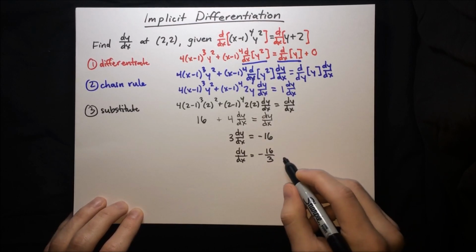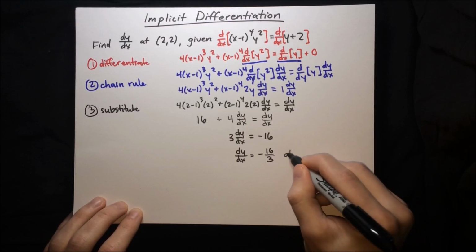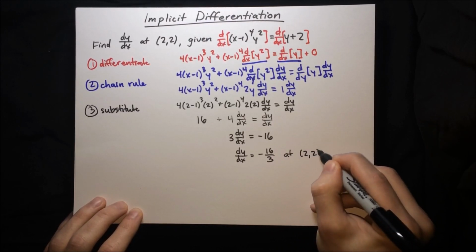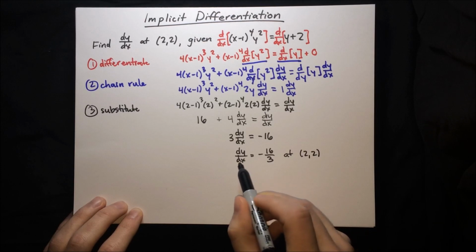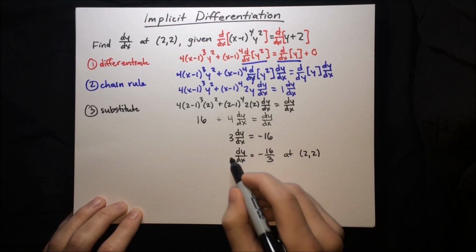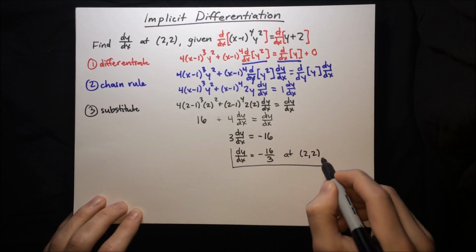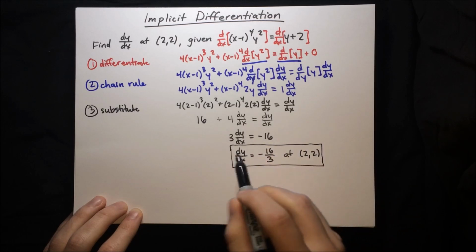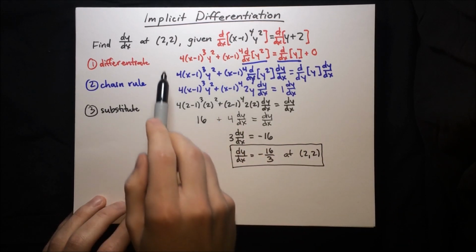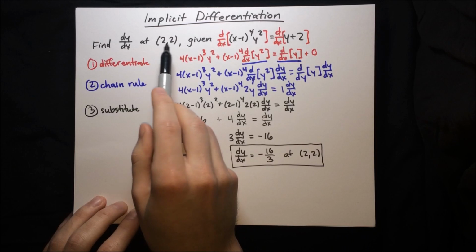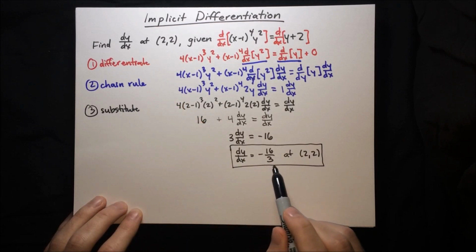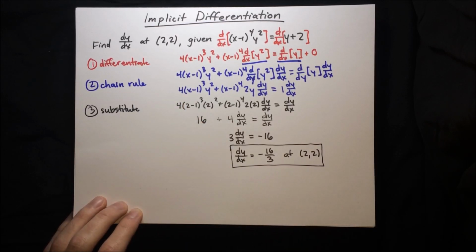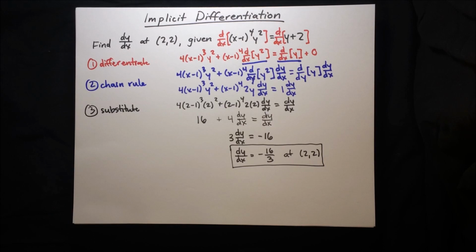And there's our solution. And just remember, that's at the point (2, 2). That's the derivative evaluated at a specific point. In general, the derivative is an expression of x and y, but remember, we substituted this point in, and that's why we've got a concrete number here. In the future, we'll also use implicit differentiation to do more interesting things, such as calculating tangents and normals to curves.